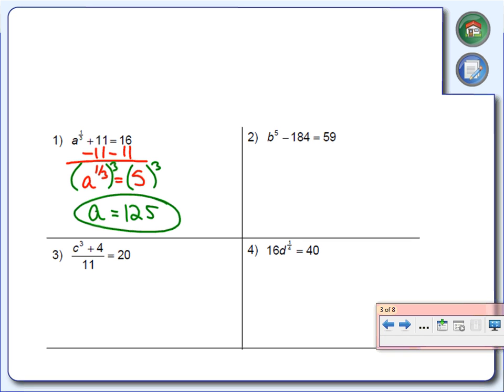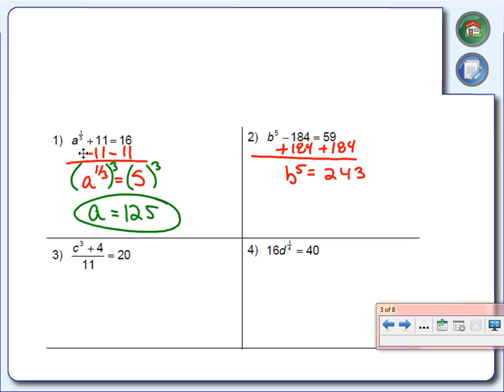Okay, second one is going to work pretty much the same way. We're going to start by getting the b to the 5th power by itself. And we're going to do that by adding 184 to both sides. So 59 plus 184. Olivia, what do you get when you add those two numbers together? 59 plus 184. 243. That is not the answer.